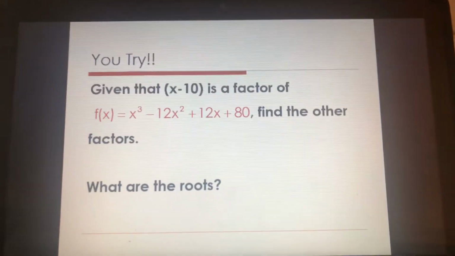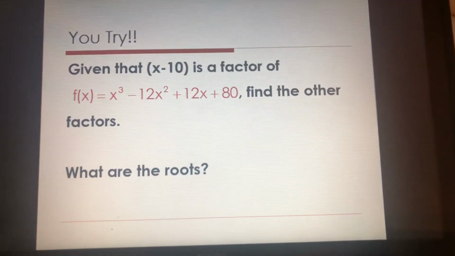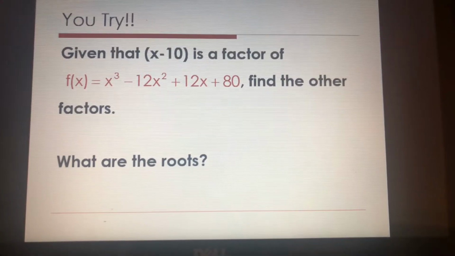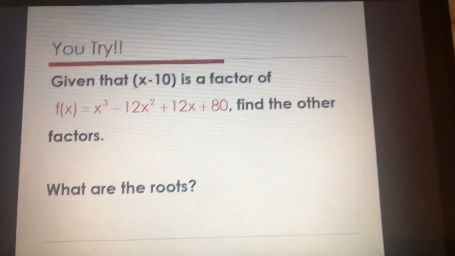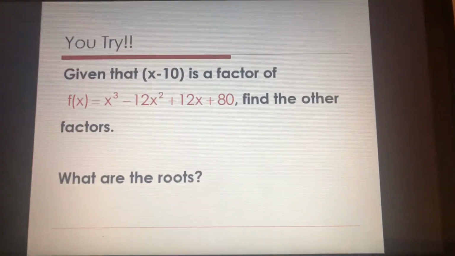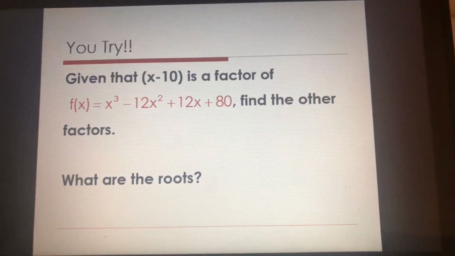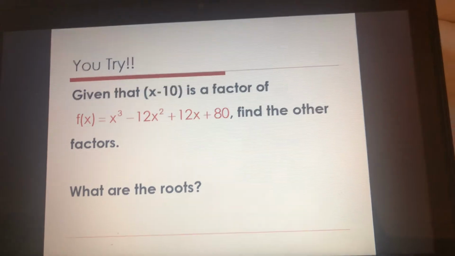Okay, so the last video was a little wonky, but maybe this one will be better. And so it said for you to give it a try. So hopefully before you watch this video, you'll try this on your own. But if not, let's take a look at it. Let's work it out together.